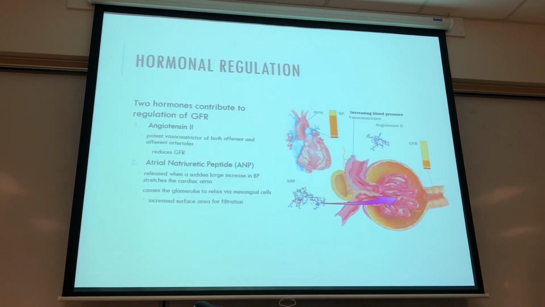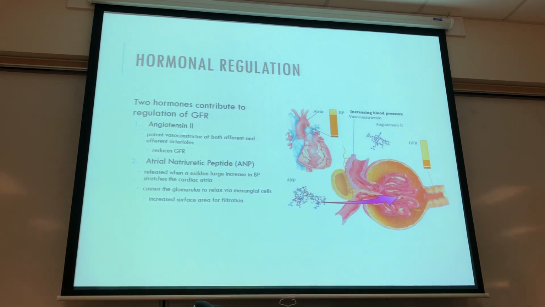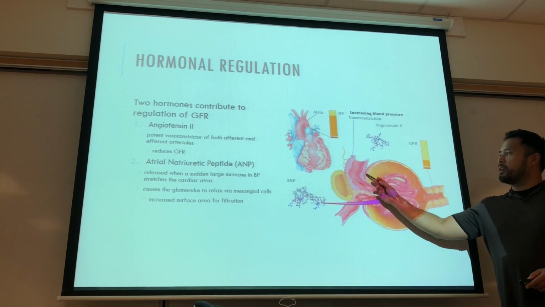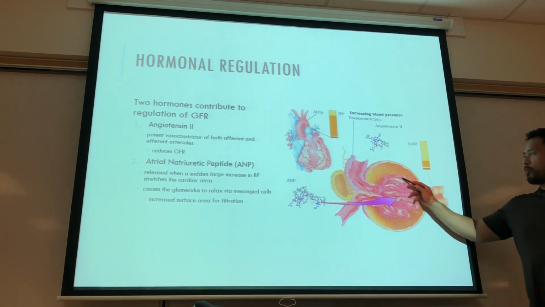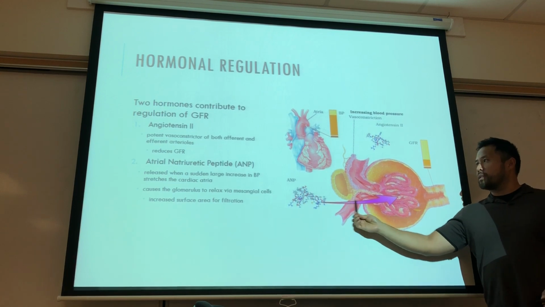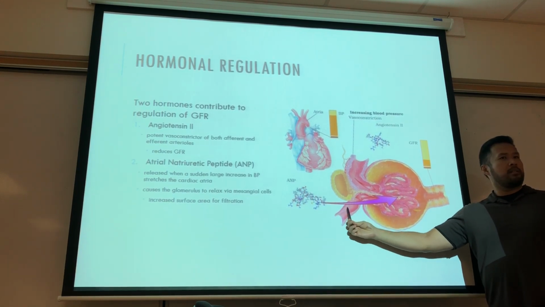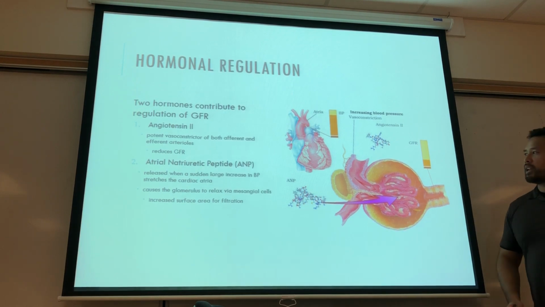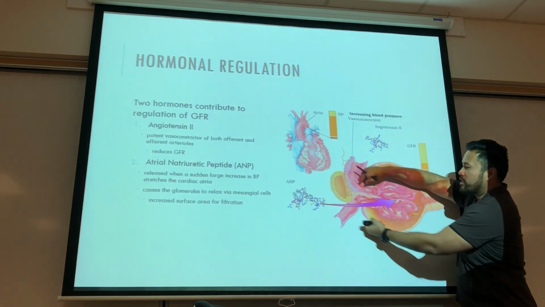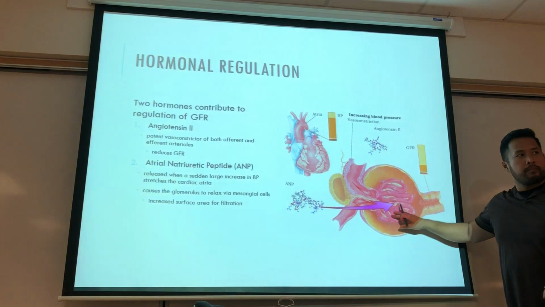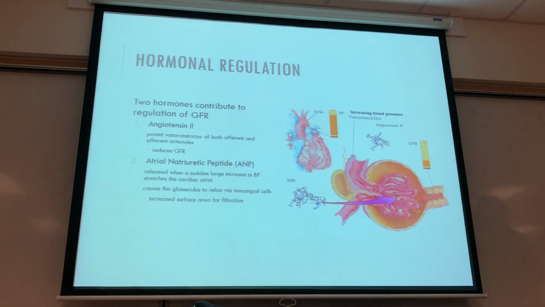The last of these is to look at hormonal regulation. The two hormones involved are angiotensin II and ANP. Angiotensin II, again, is the potent vasoconstrictor, and what that does is reduce the global glomerular filtration rate. So not only are we constricting the input for the glomerular capillaries, we're also going to constrict the output of the glomerular capillaries. Meaning all I need to do is squeeze both of these sides, and that's going to reduce the amount of blood flow through the glomerular capillaries, in effect reducing the GFR.